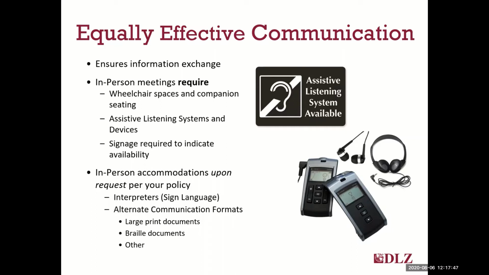Other requests could include alternate formats for information presented in your council packet, for example, if you make that available. Accommodations could include providing large print documents or Braille documents or audio recordings of meetings after they are completed.